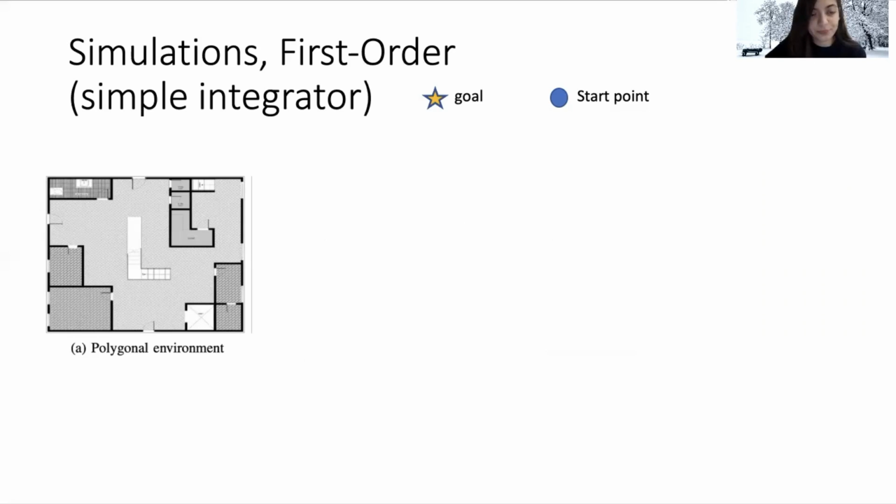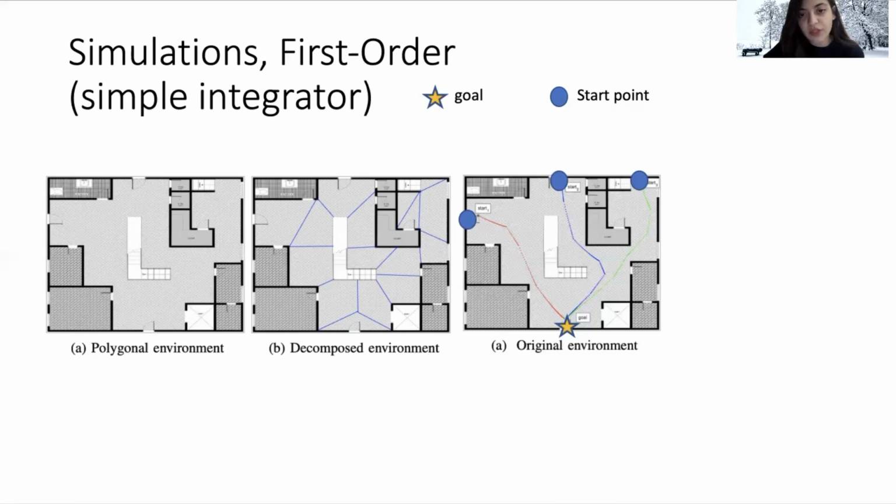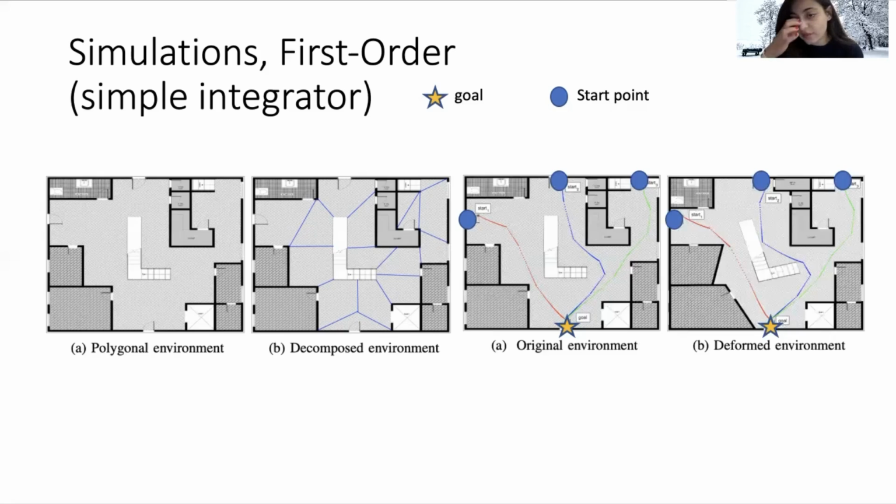Here we have the polygonal environment. We decompose it into a number of cells, and then we find the controller which drives the agent from different start points toward the goals while satisfying the CBF constraints and CLF constraints. Then we deform the environment significantly, and using the same controller without replanning, we can reach the goals starting from the start points.